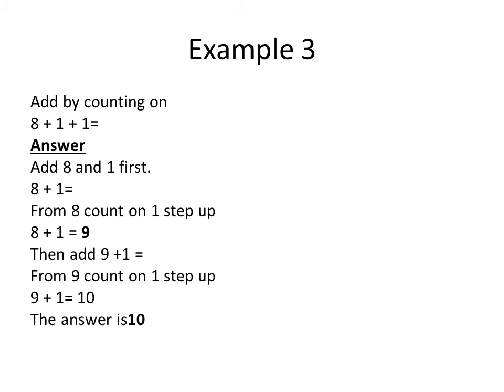Add 8 and 1 first. 8 plus 1. So count your 8 sticks or counters and put aside. Then count another 1 and put aside. Now put the 8 and the 1 together, then count all of them. The answer you'll get is 9. So, 8 plus 1 is 9.